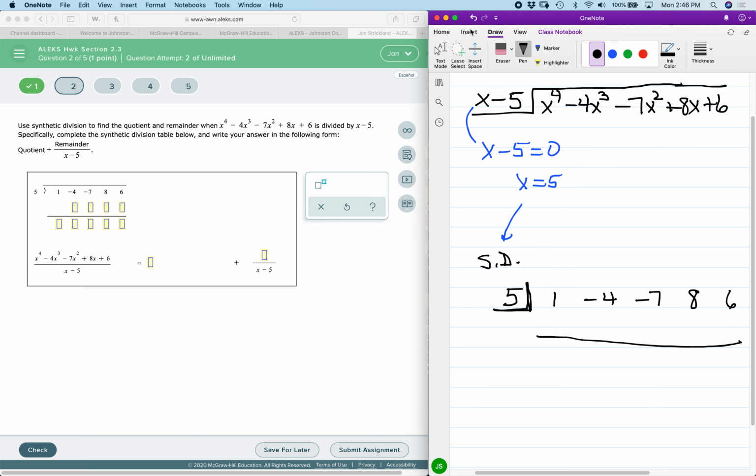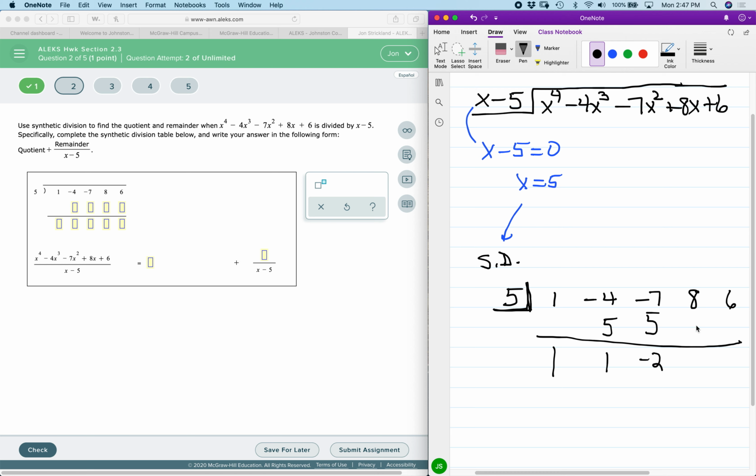Now with synthetic division, I'm looking at a process of addition, and instead of going from one row to the next, I'm actually going from one column to the next. So the first coefficient I'm just going to bring down. So I have 1, 5 times 1 is 5, and adding negative 4 plus 5 is 1. 5 times 1 is 5. Once again, negative 7 plus 5 will be negative 2.